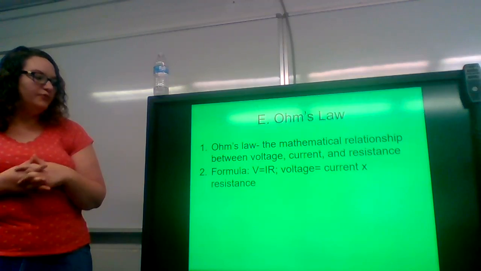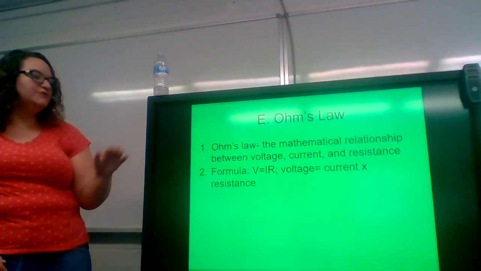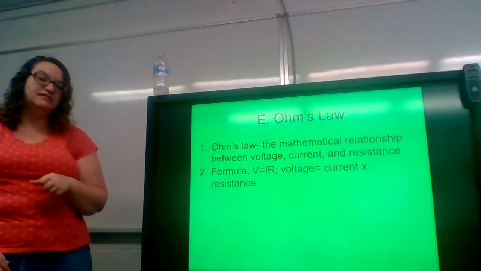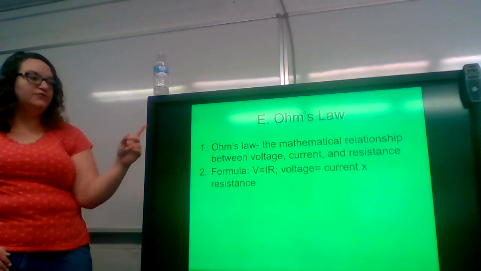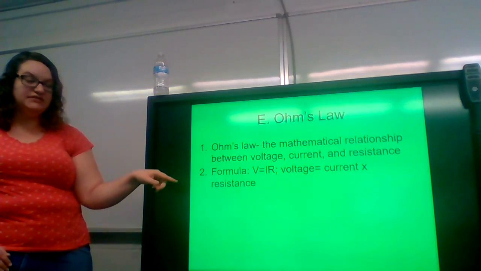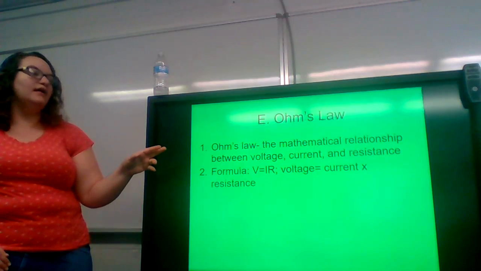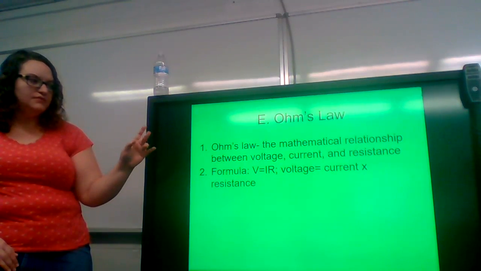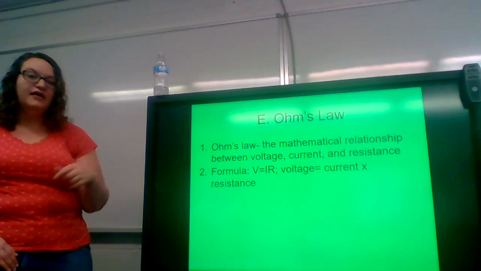Now the formula for this is V = IR. That means voltage is equal to current times resistance. If you know at least 2, you can figure out the other one. If you know voltage and current, you can figure out the resistance. If you know current and resistance, you can figure out the voltage. If you know voltage and resistance, you can figure out the current.